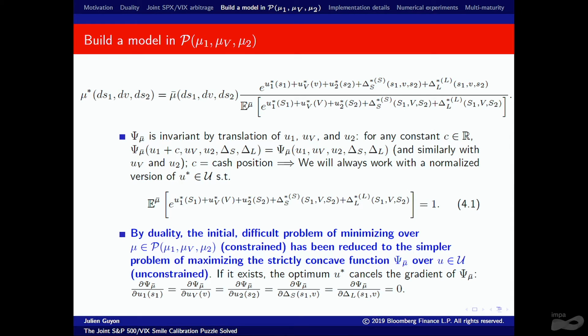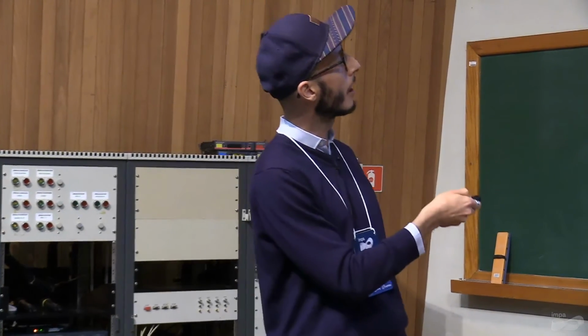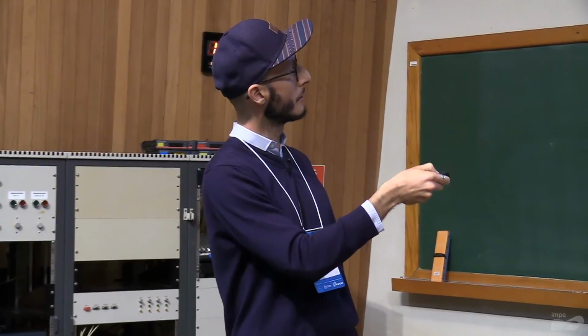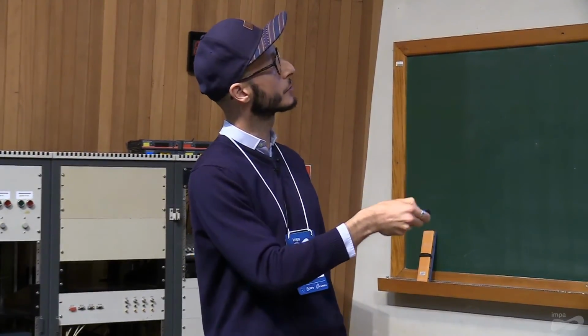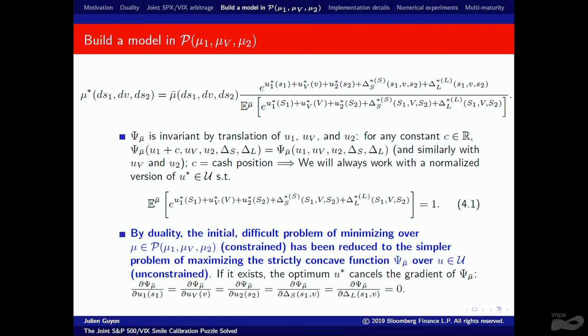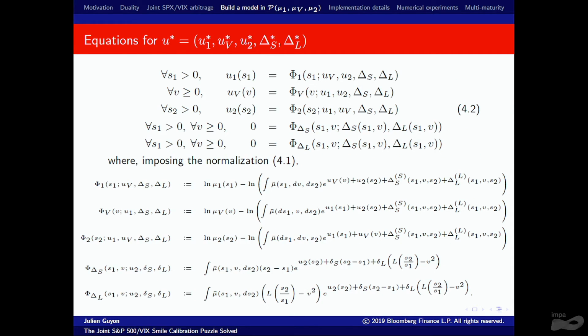What's important is that by duality, we had an initial difficult problem, minimizing over mu in P, but P has a lot of constraints. Now we are just optimizing a strictly concave function without constraints, because the U are just all possible portfolios. And since you optimize a concave function, you just cancel the gradient, and then it's all about solving this equation numerically.